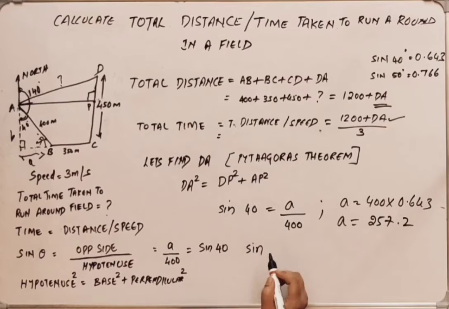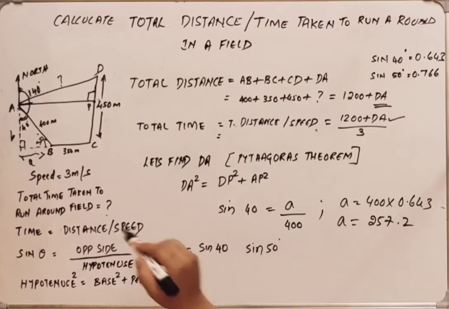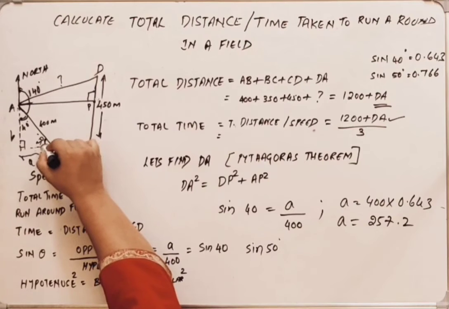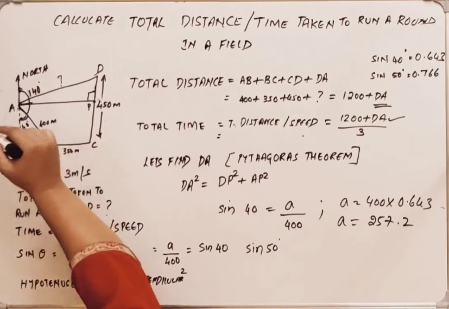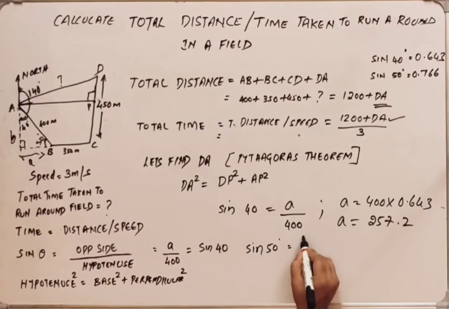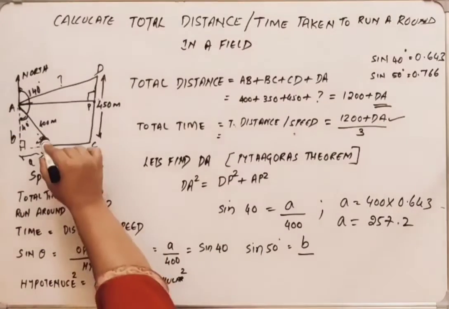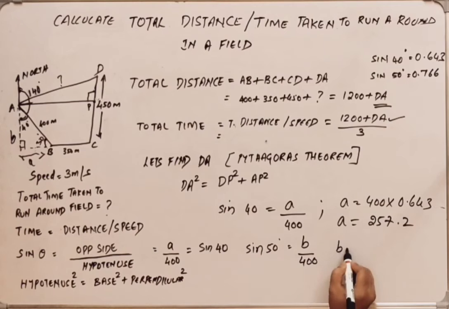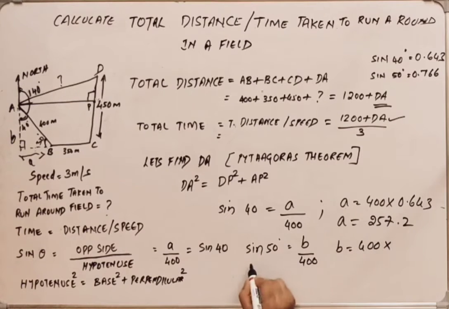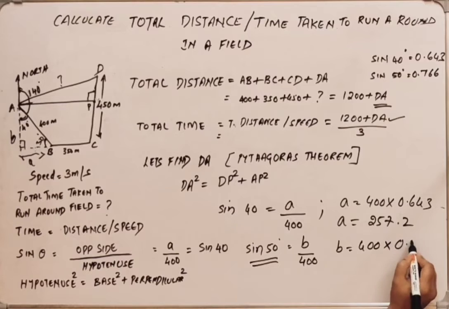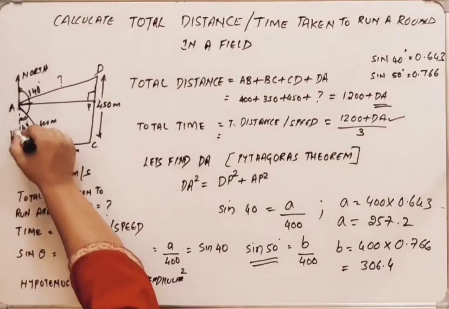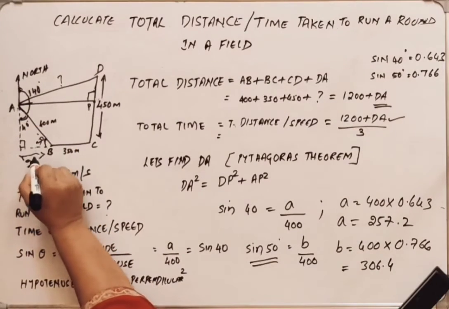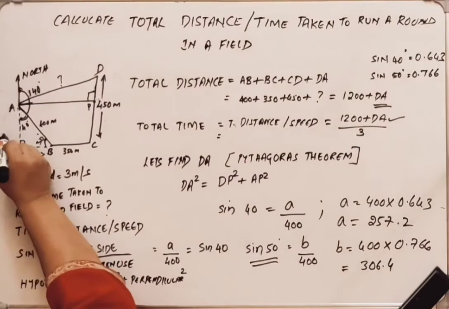Similarly, let's find sine 50 degrees, which is nothing but this angle. Using this angle, we can get the length of this side. Say this is B. So sine 50 is B by hypotenuse, which is again 400. So B will be 400 into sine 50, which is 0.766. This is equivalent to 306.4. So now we have both the sides. This is 257 and this is 306.